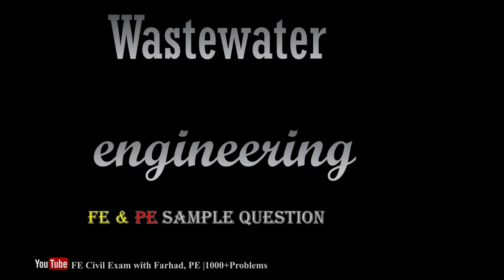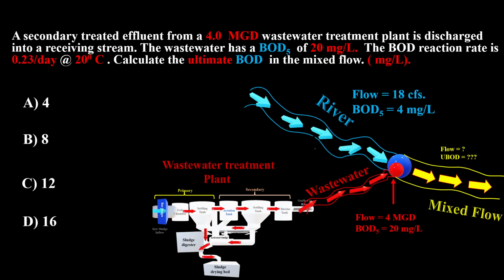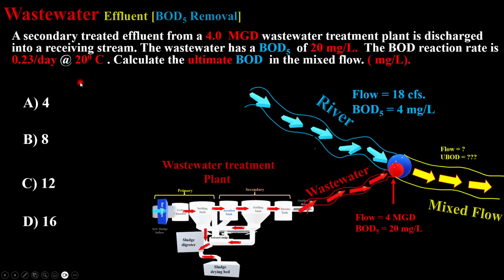Let's solve an example in wastewater engineering in the FE and PE exam in civil engineering. This question is about a wastewater effluent in terms of BOD5 removal. We have a wastewater treatment plant and a river, and the flow rate and BOD5 concentration of both are provided. We want to know the ultimate BOD in the mixed flow.